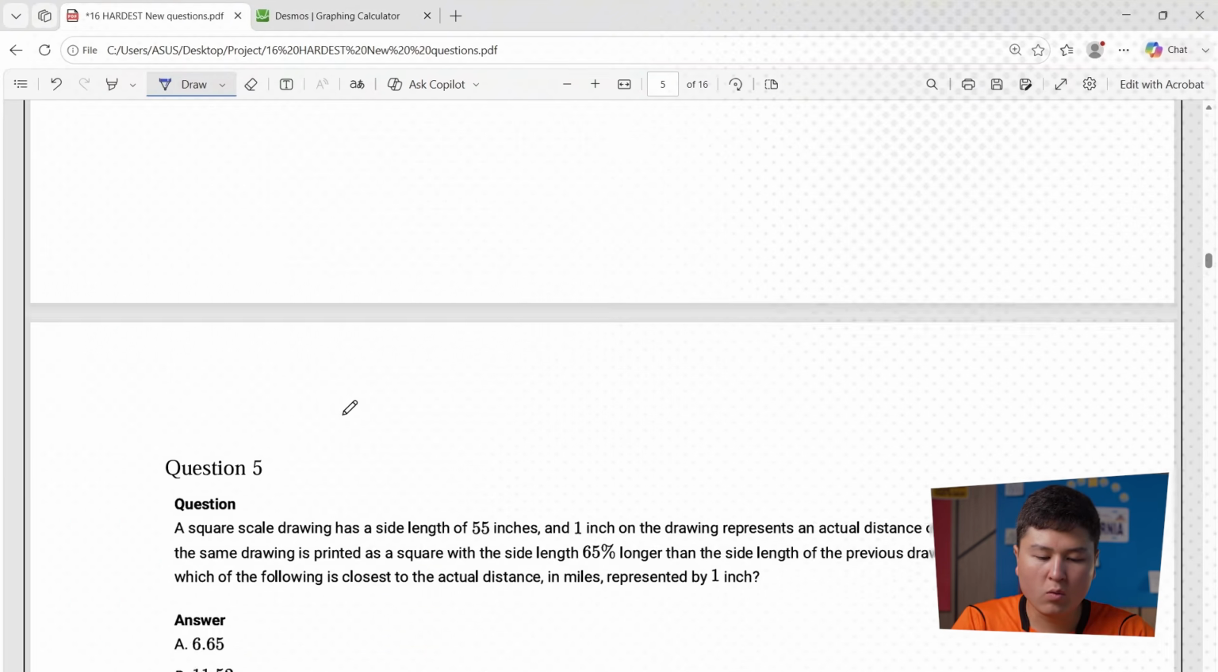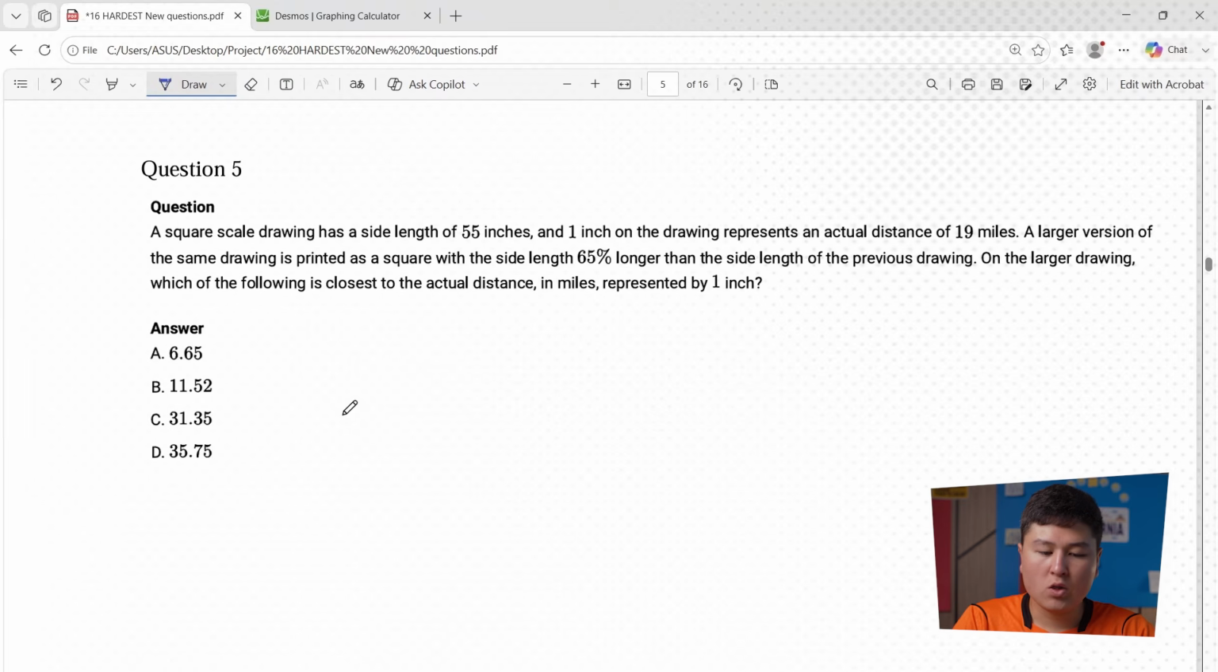And then we have question 5. A square scale drawing has a side length of 55 inches and 1 inch on the drawing represents an actual distance of 19 miles. A larger version of the same drawing is printed as a square with a side length 65% longer than the side length of the previous drawing. On the larger drawing, each of the following is close to the actual distance in miles represented by 1 inch.